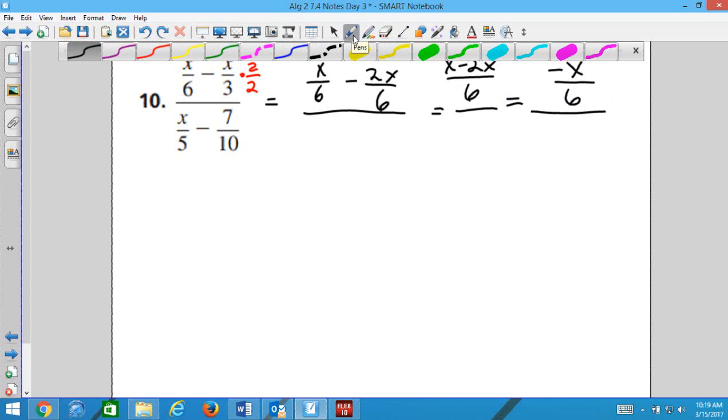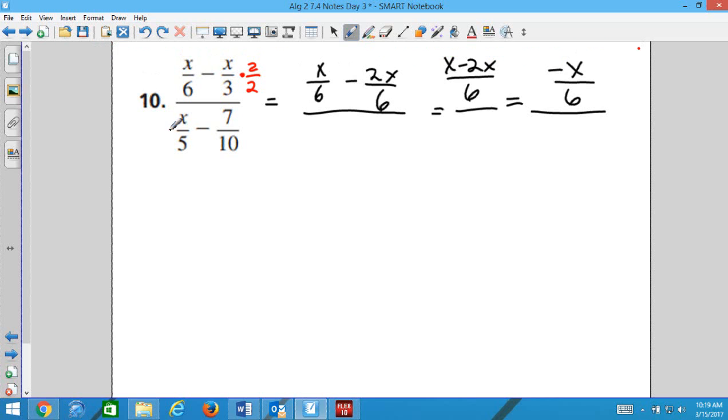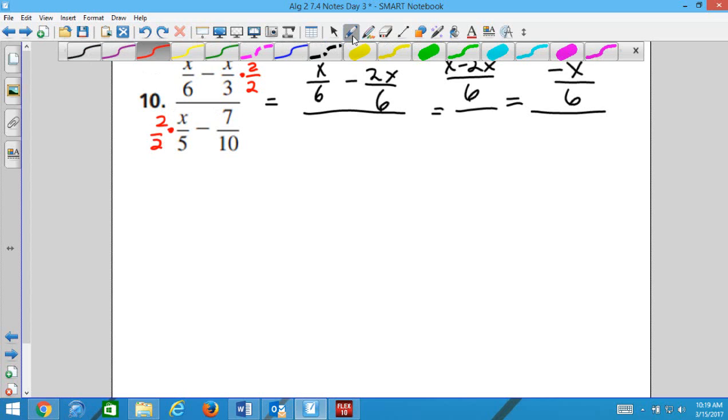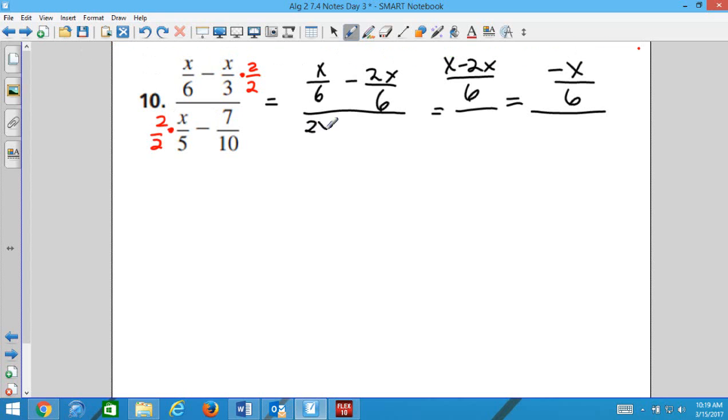The bottom. I need common denominators of 10. So I'm going to multiply this one by 2 over 2. I'll get 2x over 10 minus 7 over 10.